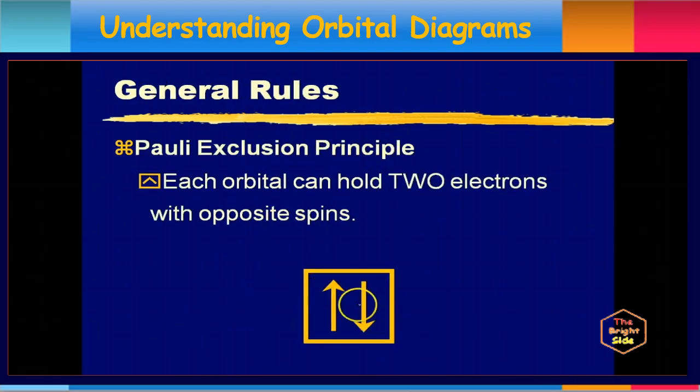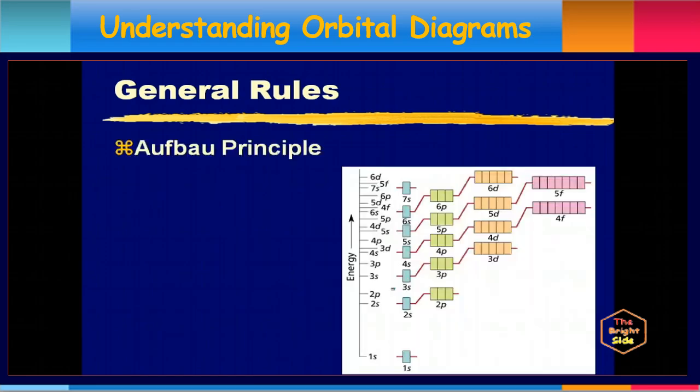We're going to make sure that we indicate our electrons with arrows. So the arrow is the electron. Each box can only get 2 electrons, and the electrons have opposite spins. So one spins up, the other spins down. So we have to make sure that we indicate that as well.